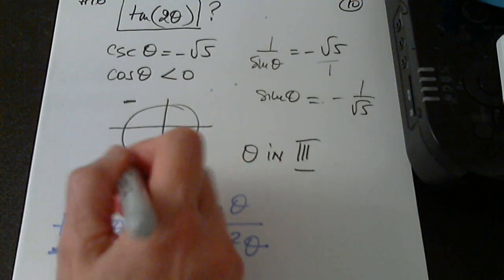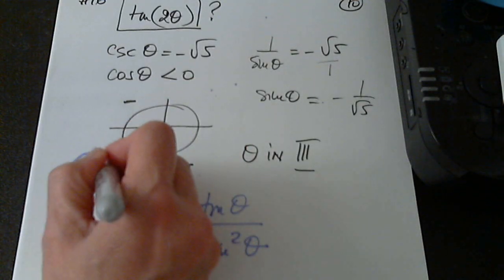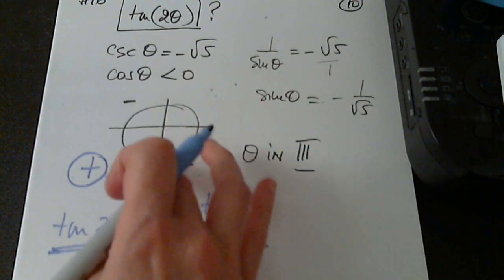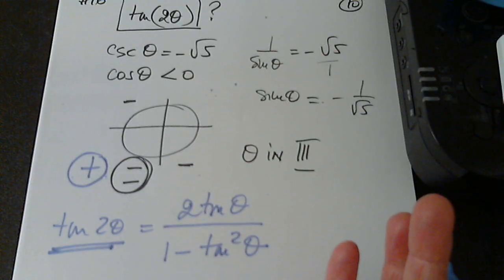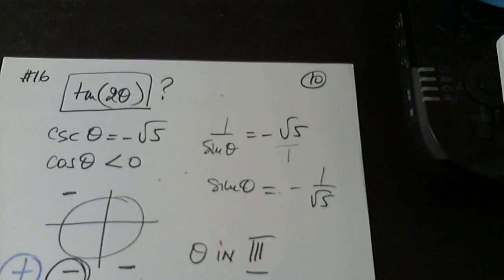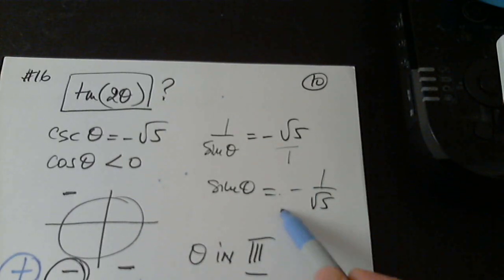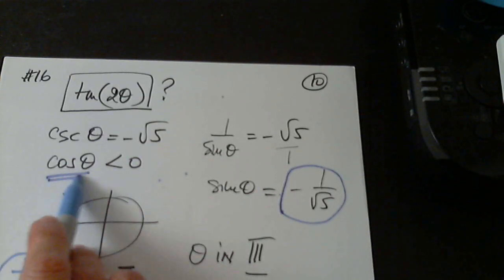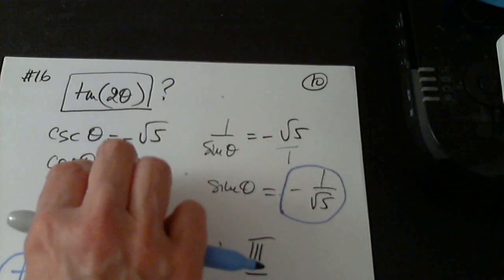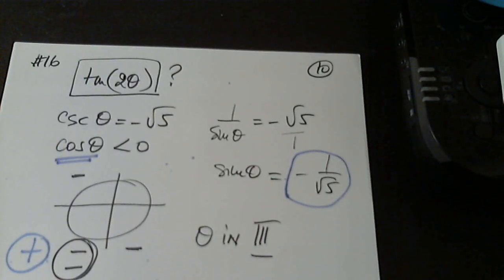In the third quadrant, tangent is positive. Because both sine and cosine are negative, then tangent must be positive. Okay, perfect. I have sine. I can determine cosine. So with sine and cosine, I can determine tangent.